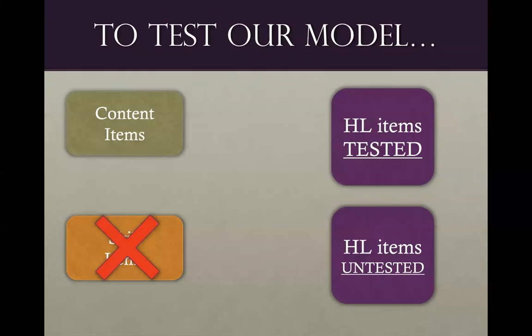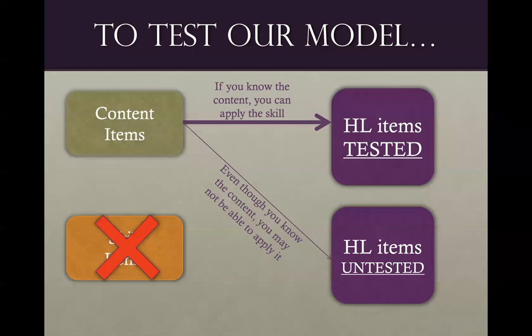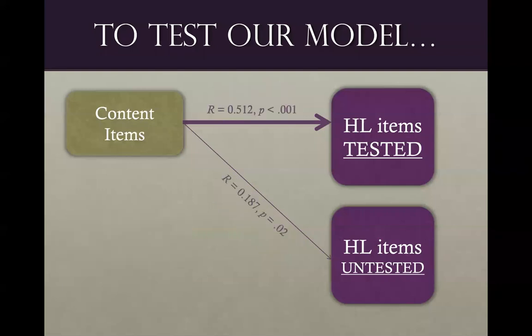So then we looked at the content items and we thought, okay, if it's that you can only apply the skill to content you've applied the skill to before, then having the content would have a stronger correlation with high-level tested items than with untested items. In other words, if you know the content, then you can apply the skill. With untested items, even though you know the content, you're not able to apply the skill. And so we would see a stronger correlation with tested items than untested items when you know the content. And so we just did a simple correlation analysis, and lo and behold, you do have a stronger correlation with content in high-level tested than content in untested, and it's statistically significantly different.